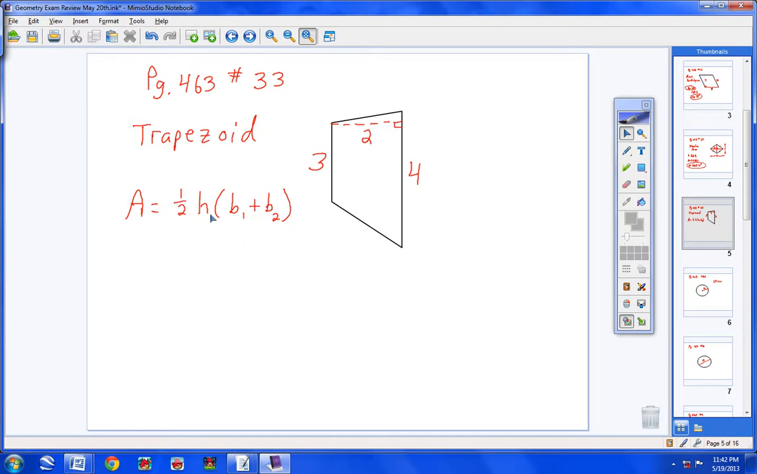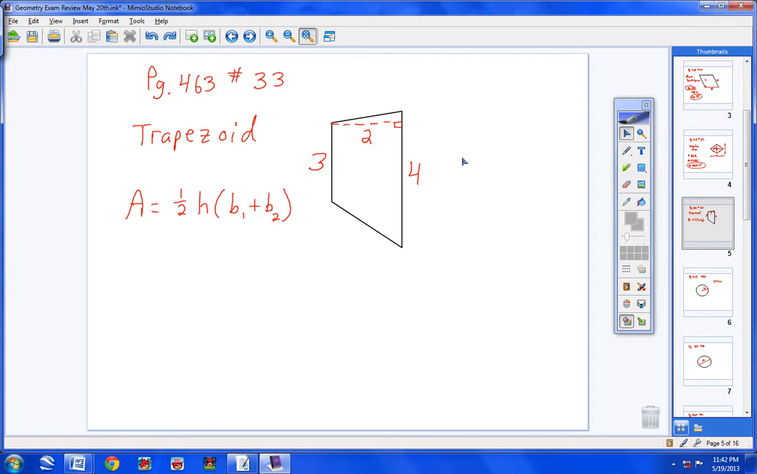The bases in a trapezoid are the parallel sides. So it might help you. Hopefully you can see this, Tara. This side here is parallel to this side here. So those are your parallel sides, okay?